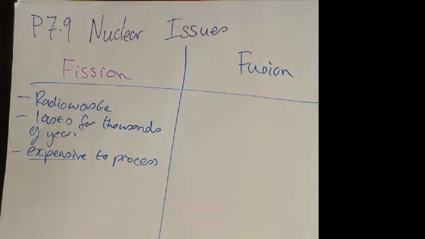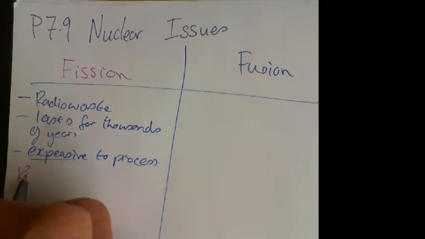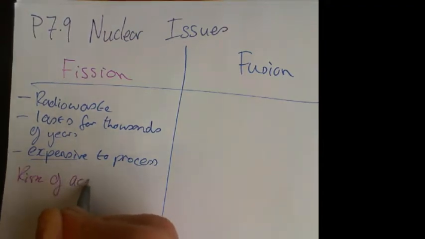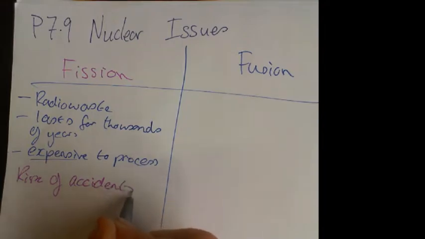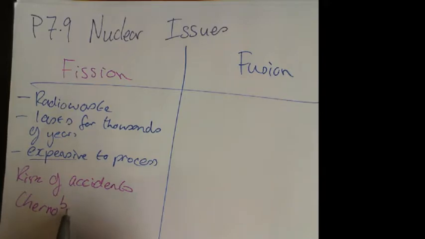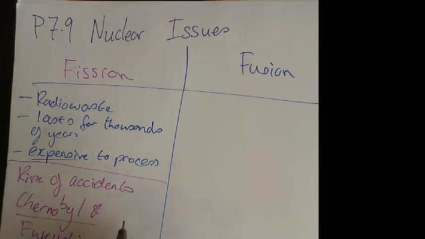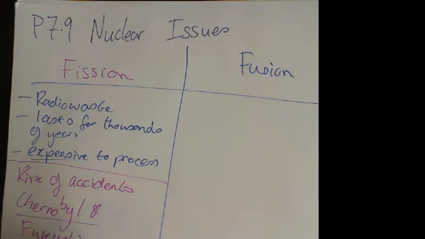Okay. Your next issue is the risk of accidents. The famous ones are Chernobyl and Fukushima, more recently in Japan. Basically, when something goes wrong with a nuclear fission power plant, because it can cause a chain reaction, it is very dangerous because it's hard to stop if you're not in control.